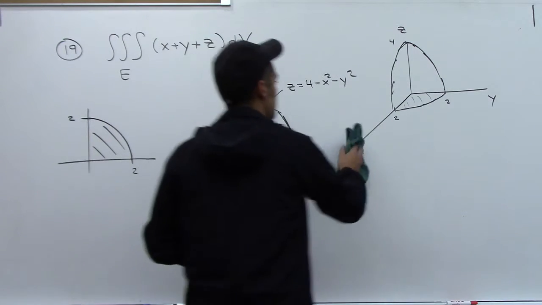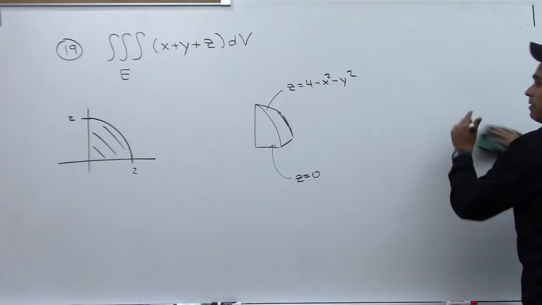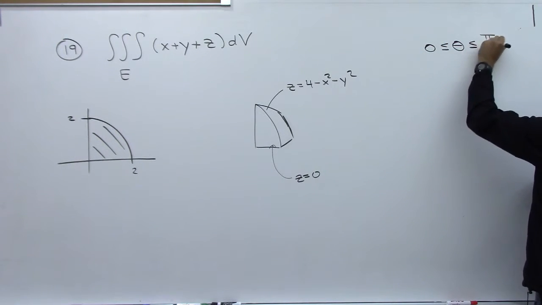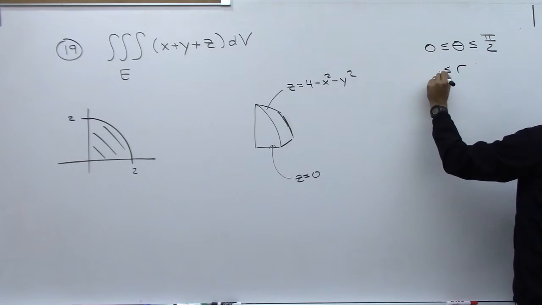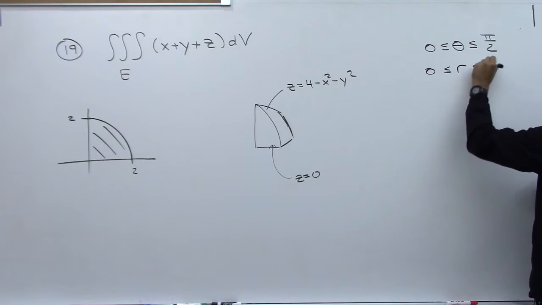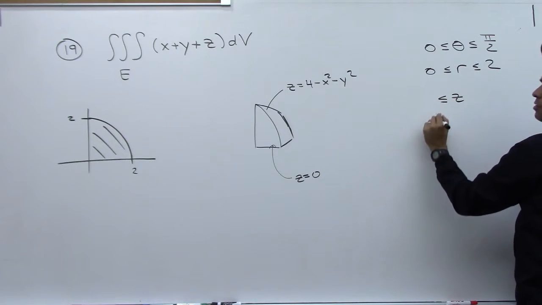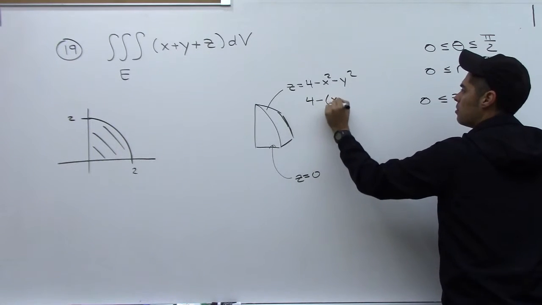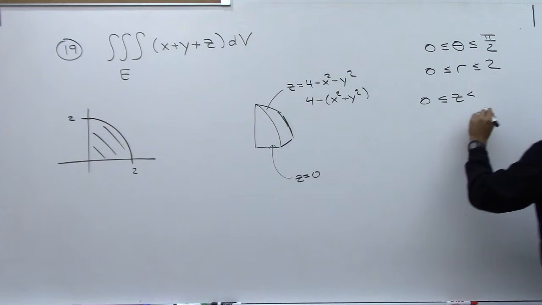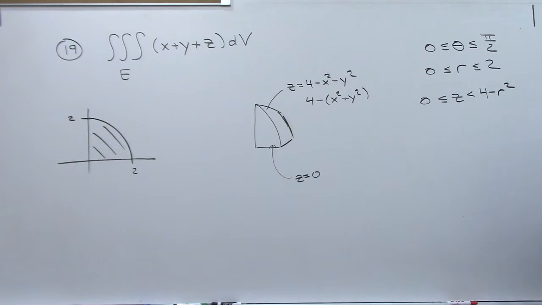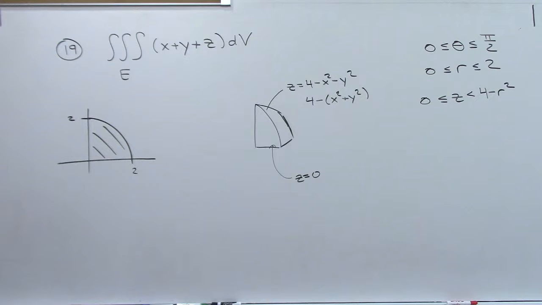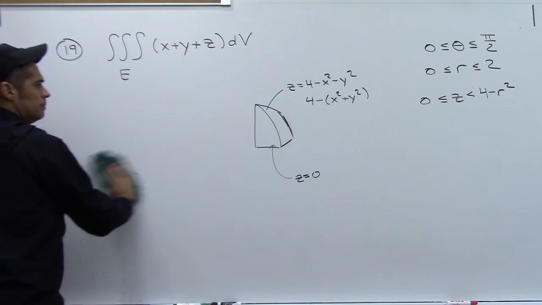Let me put my restrictions on everything over here. I've got theta between 0 and pi over 2. My radius is stuck between 0 and 2. My z value is stuck between 0 and 4 minus x squared plus y squared, so that's 4 minus r squared. All right, that's going to work out well. I'm in cylindrical, obviously, because this is a polar-looking region, so I should be able to set up my triple integral.